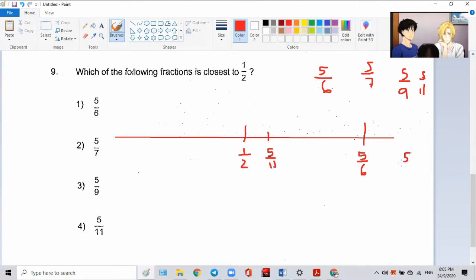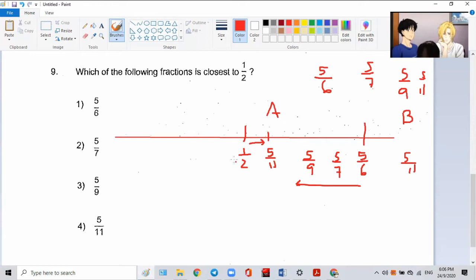Or should it be here? Cannot be, right? 511 is which one? Should it be position A or B? A. Yes, A, right? Because it must be smaller. Yeah, so 5/7 is here, 5/9 is here, because these are big giant pieces.